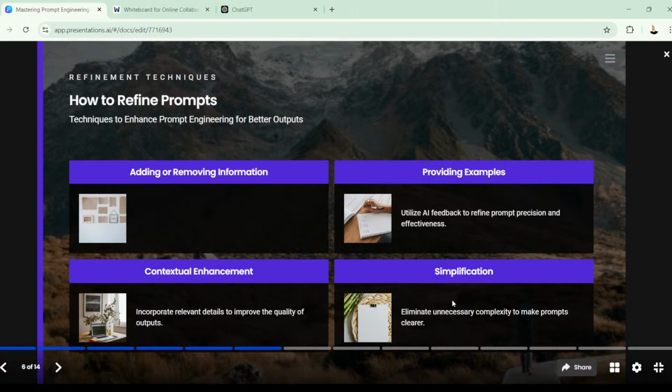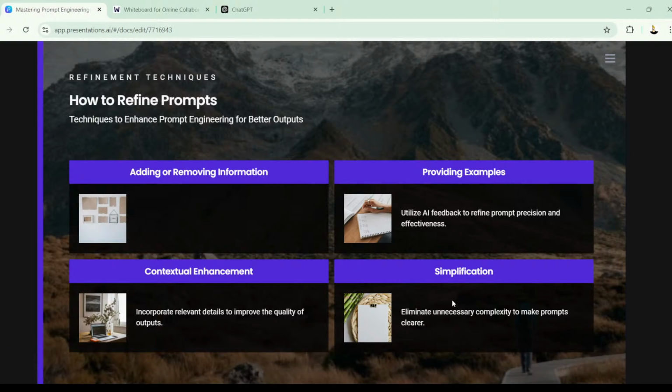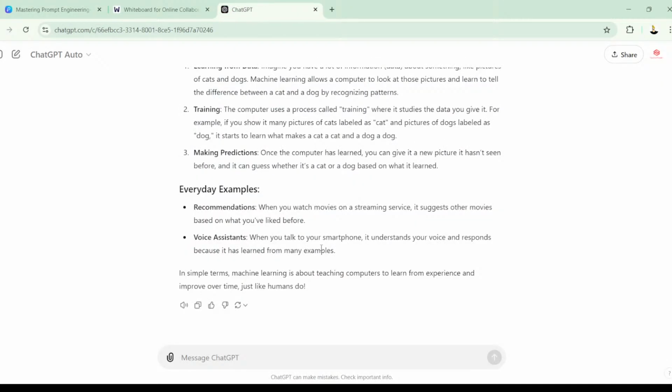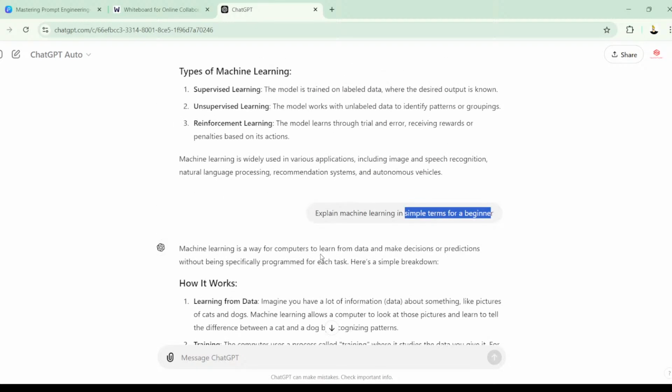Simplification. All you have to do is eliminate complexity of the prompts. Sometimes what happens is you use a very big prompt. So what that will do is shift ChatGPT's focus, and it will focus on major lines or major topics from that paragraph. So if you need any specific, accurate response, you need to write a short and concise prompt. If your prompt is very big, you won't get a precise answer.